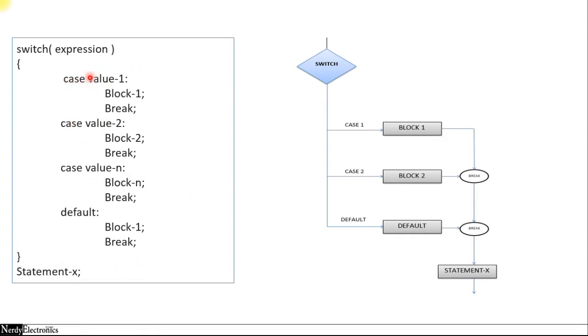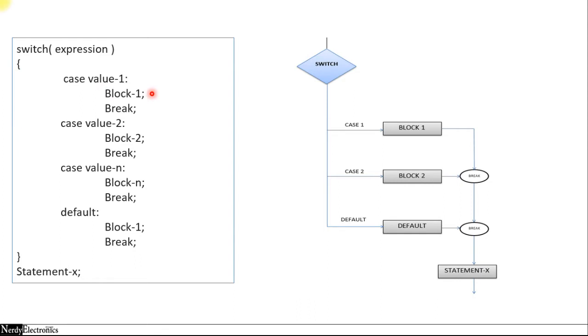Each case can have a value. So, if the expression is getting evaluated to numbers, say 1, 2, 3 and so on up to 10, we can have cases: case 1, case 2, case 3 up to n. This is the case. We write the word case and the value that we want to check for. So let's say I want to check for 1. So I write here 1.